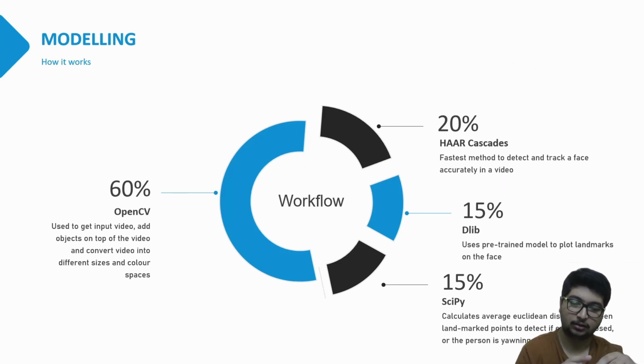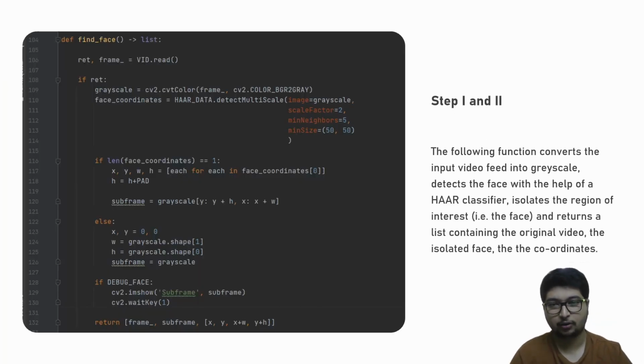And here's a more detailed look at how these libraries work inside my project. So 60% of the heavy lifting, as I said, is being done by OpenCV. Then Haar cascades are useful for giving us the face in the quickest method possible. Then we are using dlib for plotting points, and lastly we are making use of SciPy for the calculations. So here's the code. I will skip this code for now because I'll be diving deeper into it later on in this video.